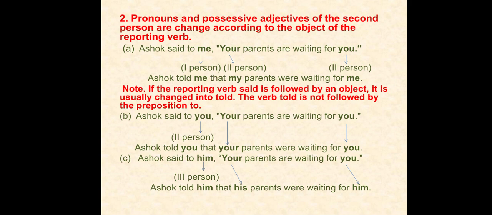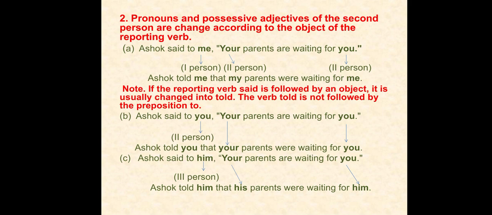Children, note that if the reporting verb said is followed by any object, it is usually changed into told. It means we have to change said to into told. The verb told is not followed by the preposition to. You need not write Ashok told to me. That is wrong English. You have to write like this: Ashok told me.